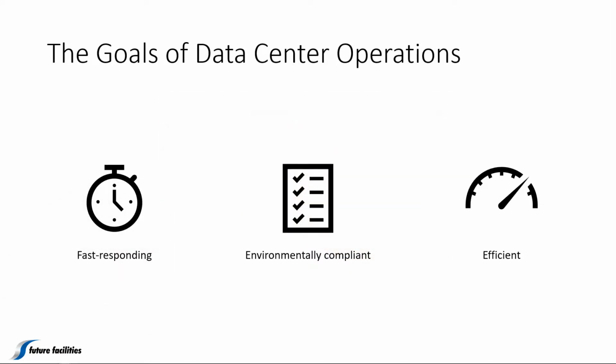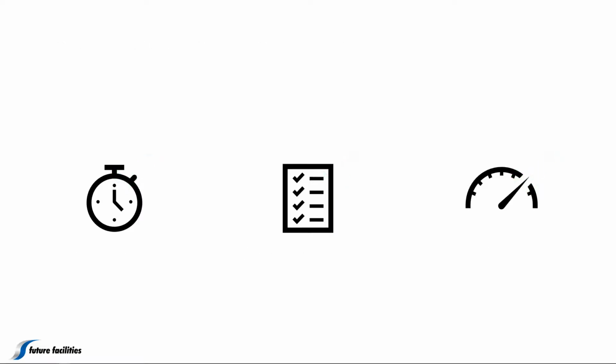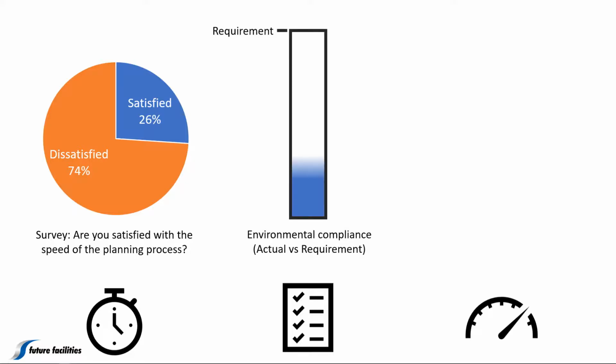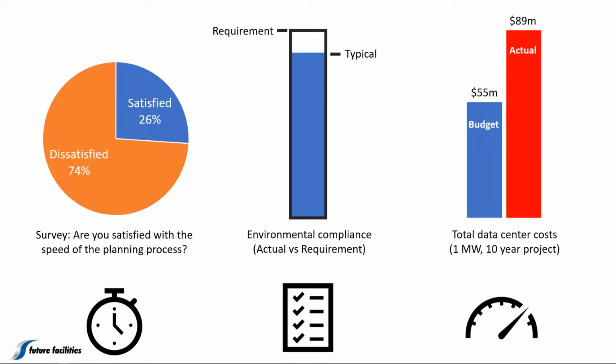This is interesting, but why should data center operators care? Because while the goals of data center operations are clear, actual performance of the typical data center is alarmingly bad. 74% of operators are mostly dissatisfied with the time it takes to plan data center changes. The typical data center struggles continuously with compliance problems. And the typical data center will overrun its total budget by 62%.